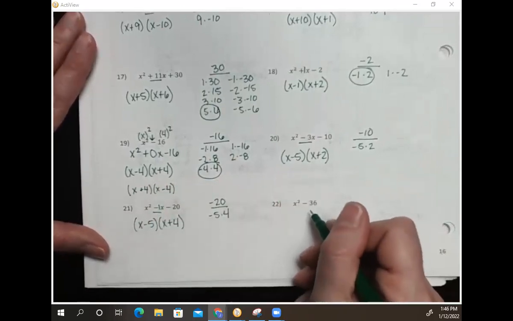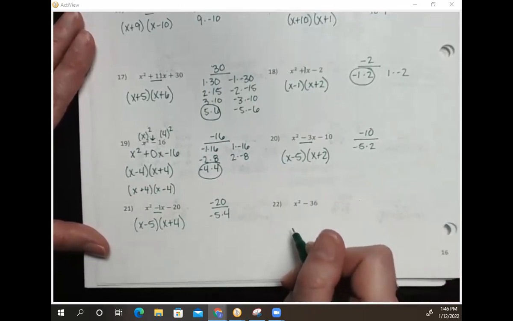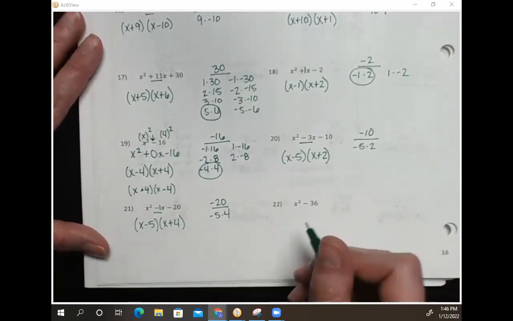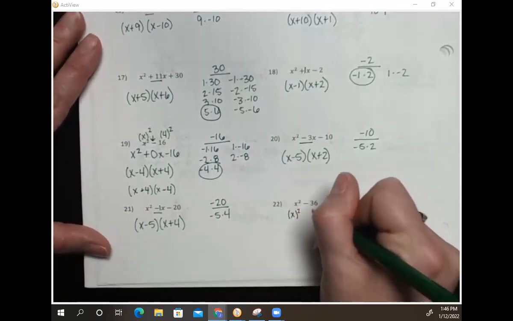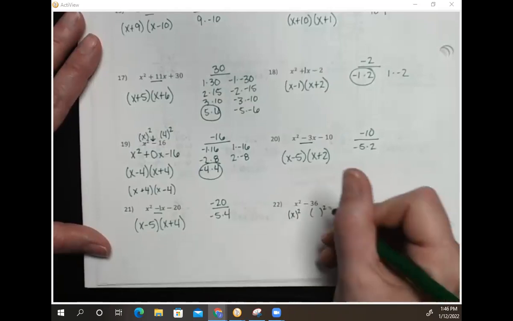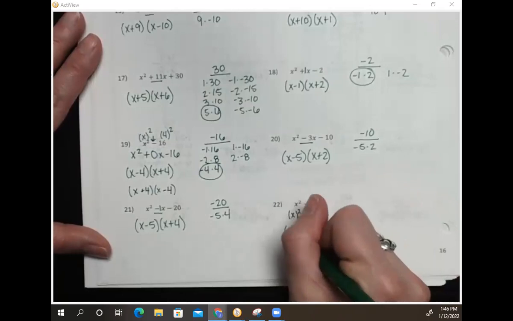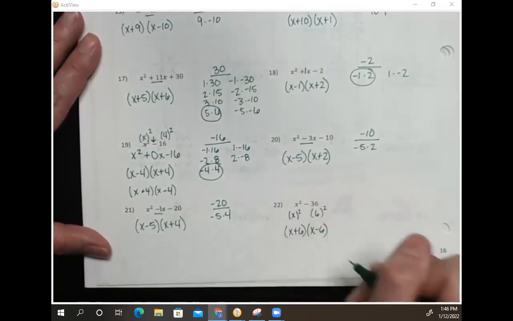And now 22 is that goofy thing again that's missing the middle. So I'm going to do that difference of squares shortcut or pattern here. So this guy is just x that I squared. What would I square to get 36? 6. So this is x plus 6 times x minus 6.